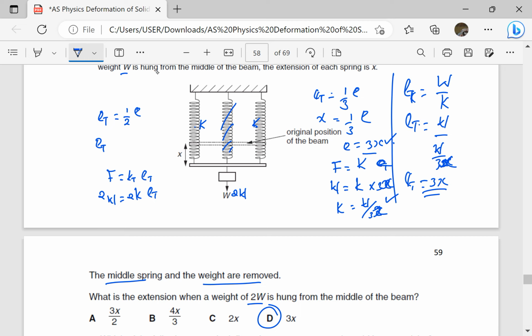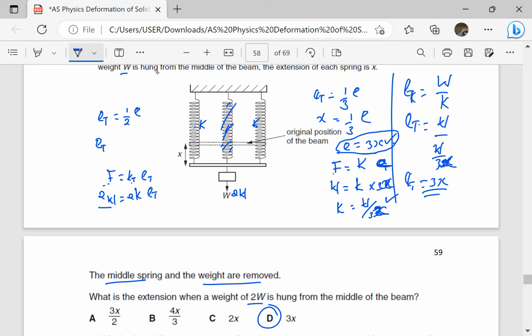So note, I first of all found total extension, by how much one spring extends. Then using Hooke's law, force is equal to KE. I got the constant of one spring as W over 3X. And now I removed one spring. Using Hooke's law, F is going to be total constant times total extension.